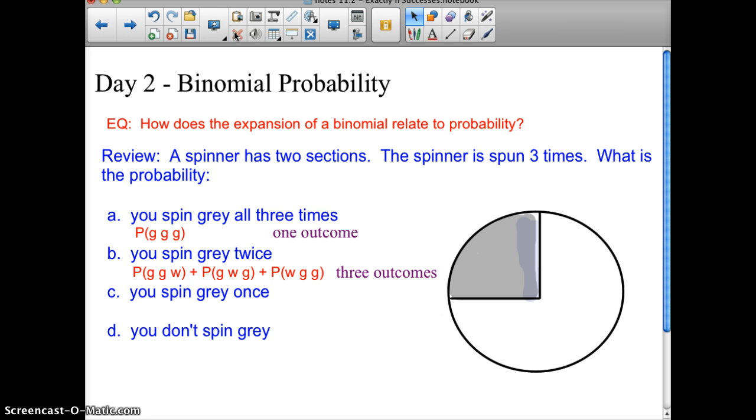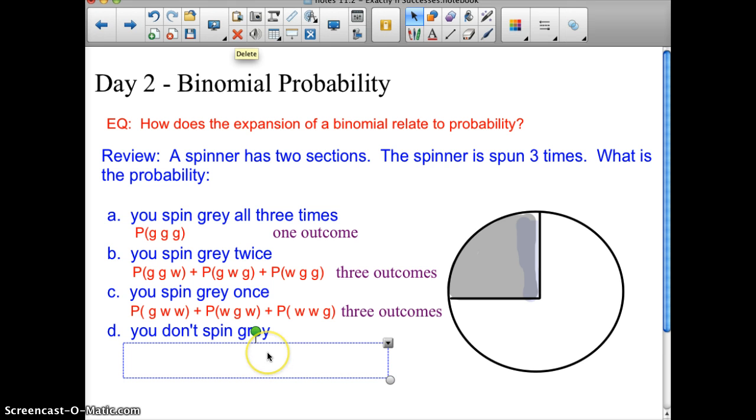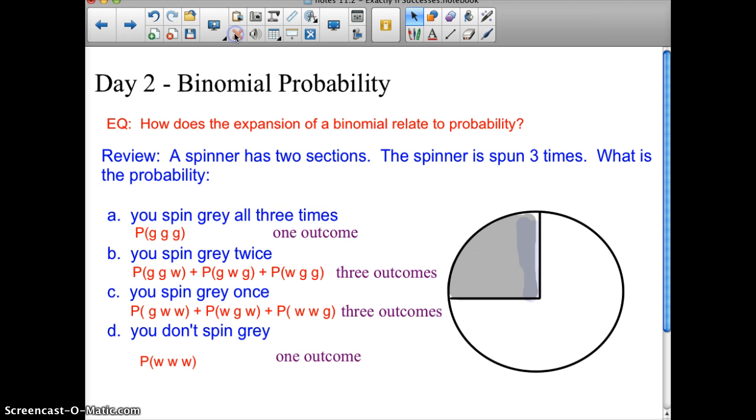If you spin and get gray once, I could have gray, white, white. I could have white, white, gray. I could have white, gray, white. Okay? So those are the probabilities I would have. And there's going to be 3 outcomes for that as well. 3 possibilities. And then the possibility you spin no grays. Well, what's that going to look like? That's going to be white, and then white, and then white. And there's really only one way to do that, is to spin white all 3 times. And I have 1 outcome there.